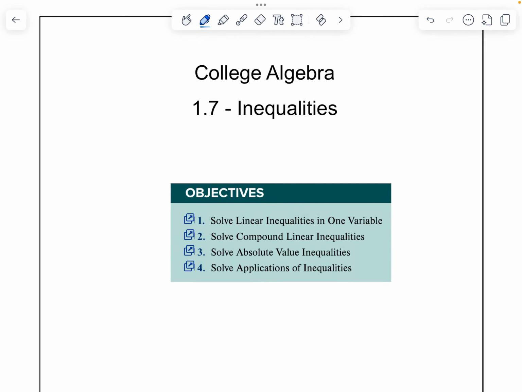We're finally to the end of the first unit. This is the last lesson in our first unit, and that is inequalities. Today we're trying to solve some linear inequalities, some compound linear inequalities, and some absolute value inequalities, and then try and apply those to some word problems.